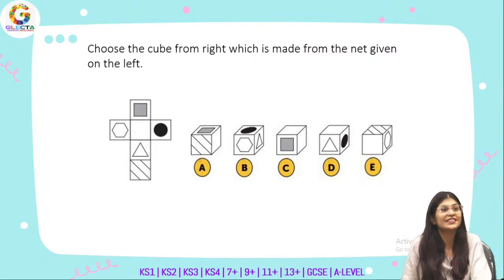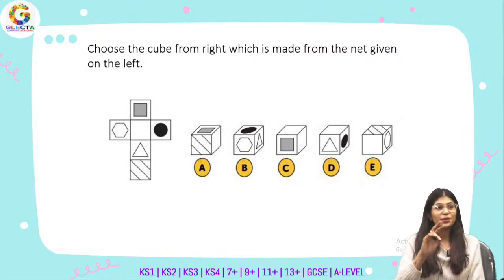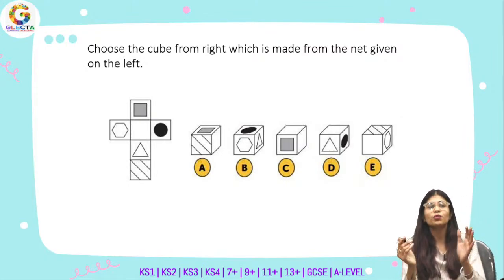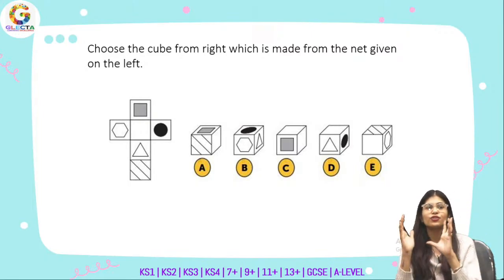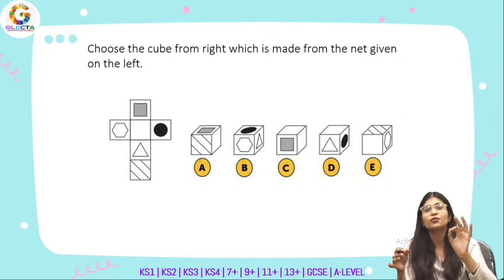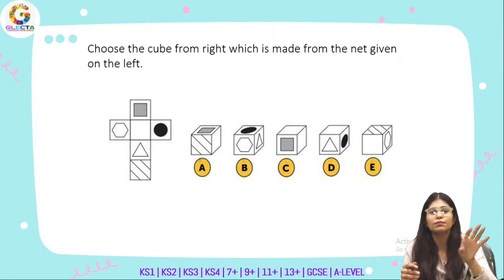Oh, some kids are answering. Perfect. So like I was saying, it is supposed to be the second type, in which you're given the net and you have to try and make the cube. So do the exact same.